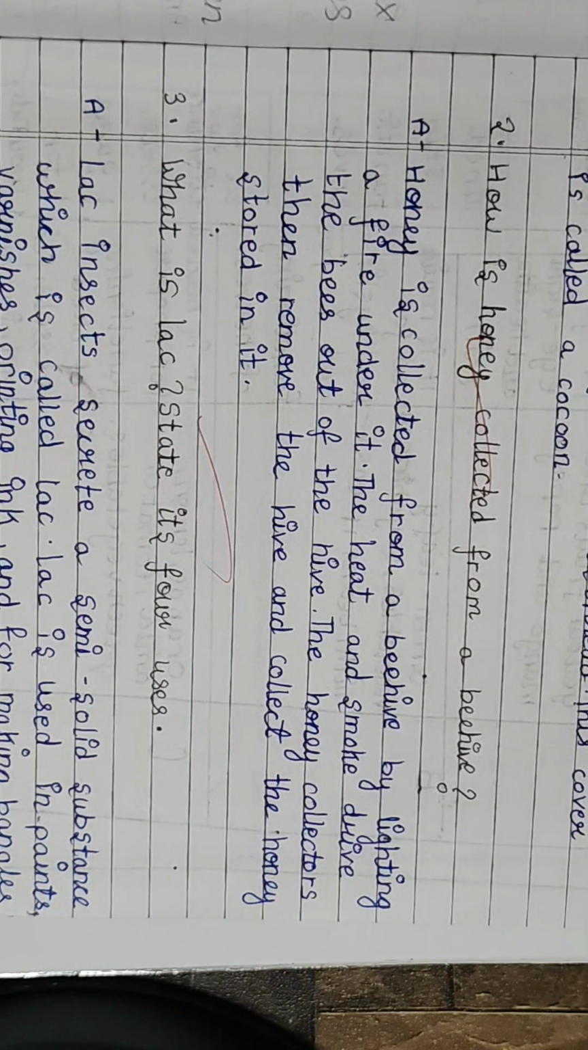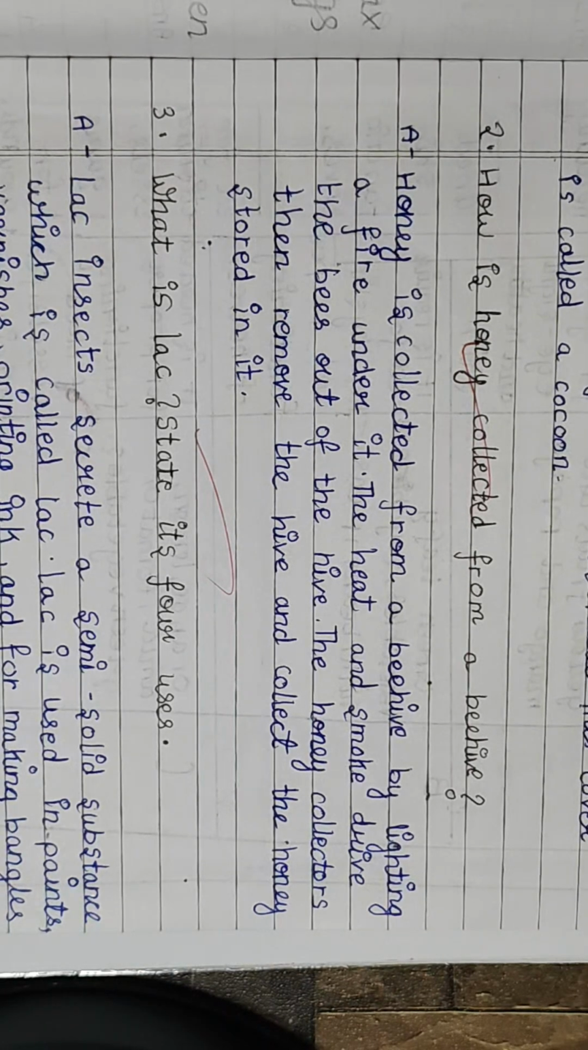How is honey collected from a beehive? Honey is collected from a beehive by lighting a fire under it. The heat and smoke drive the bees out of the hive. The honey collectors then remove the honey stored in the hive.